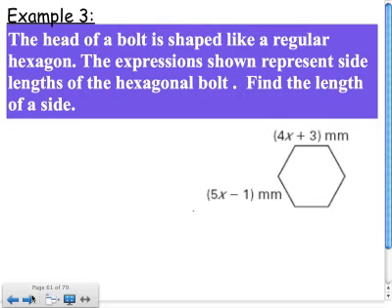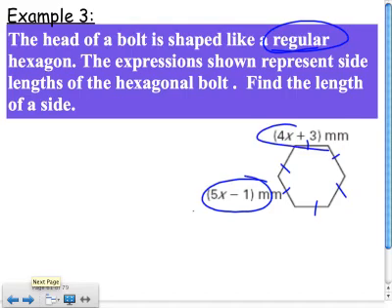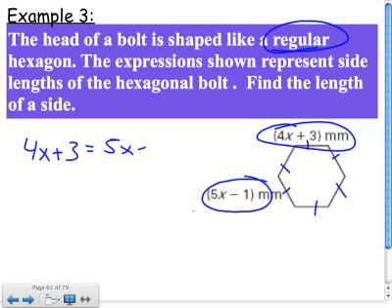Okay, it says the head of a bolt is shaped like a regular hexagon. The expressions shown represent the side lengths of the hexagonal bolt. Find the length of a side. Really, the only geometry going on here is, do you know what this word means? If you know what regular means, then you know that this guy and this guy are actually the same. So when you set up your equation, it's 4x plus 3 equals 5x minus 1, and then you just go to work here using your algebra.